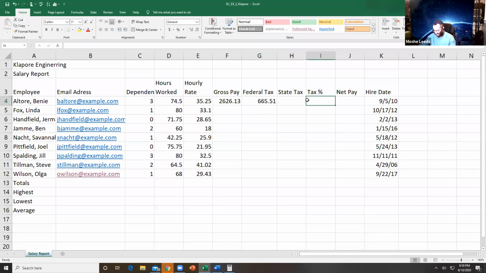Now, we're going to do the state tax, okay? Now, state tax is 5.5% of your gross pay. So you want to do 5.5% times your gross pay, and that is what your state tax is. So how do I do that?